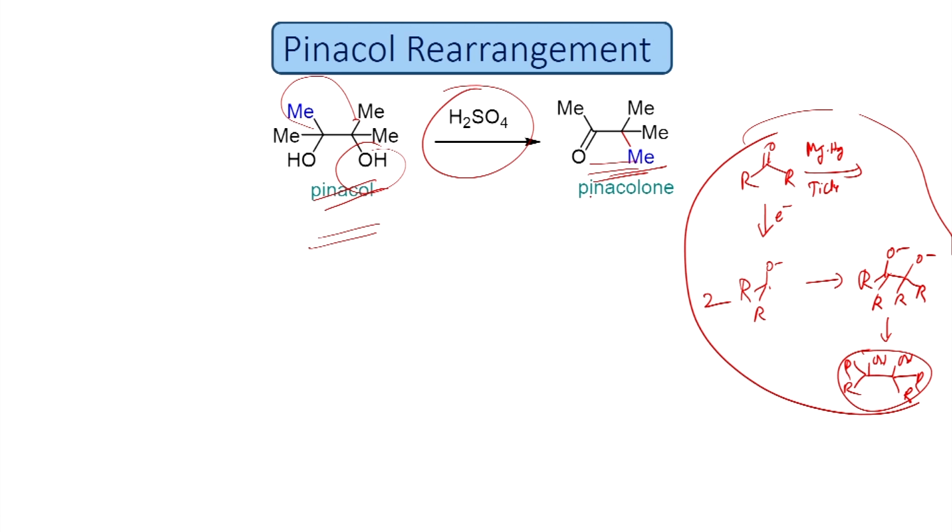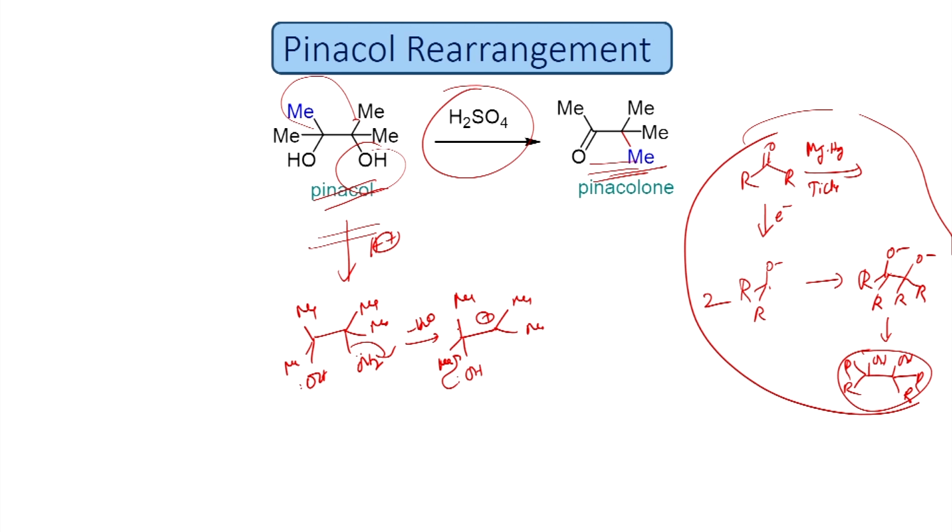When you look at the reaction pathway, when you add acid, protonation of the hydroxy group takes place. Once you form this one, it can lose a water molecule and you form a carbocation, as we have just seen.